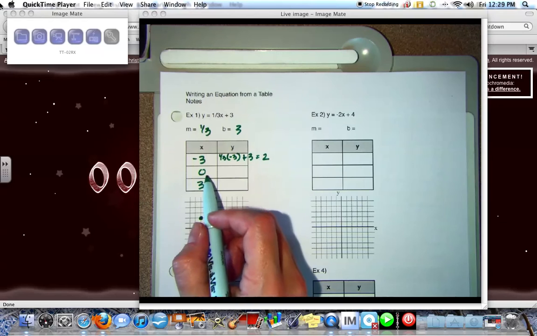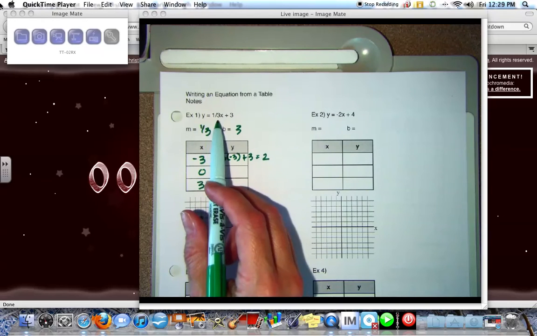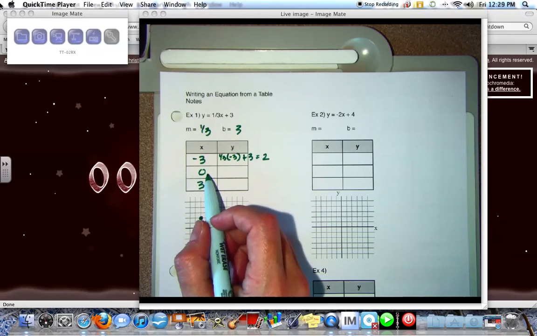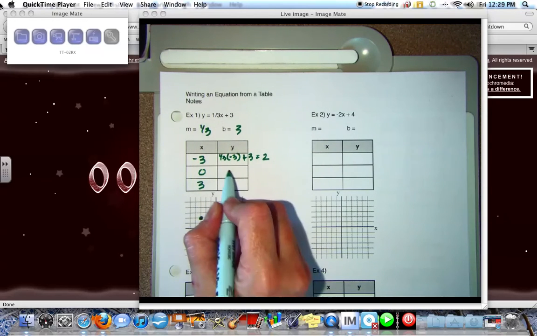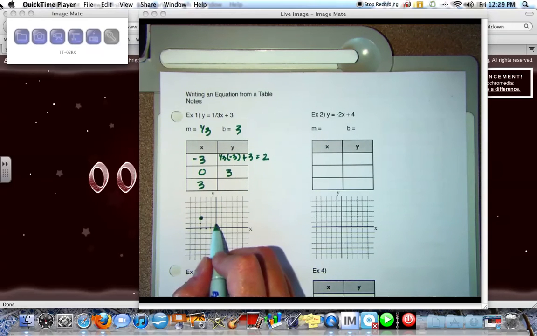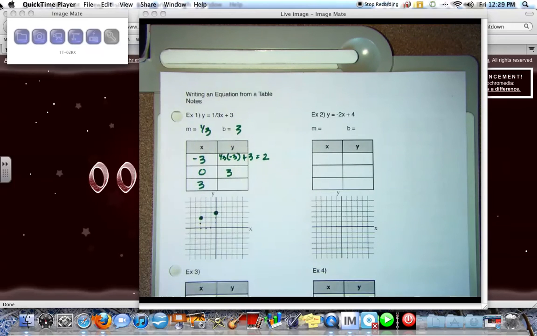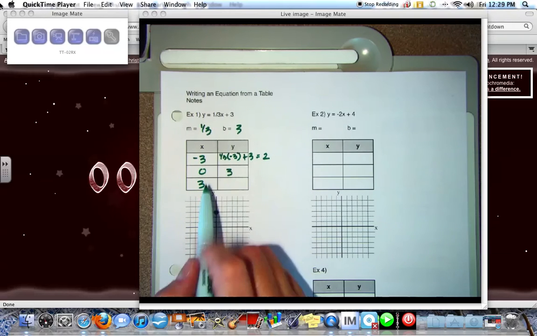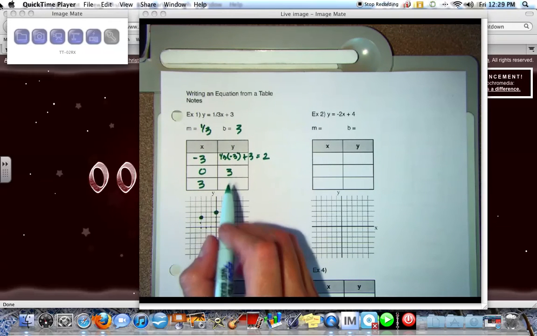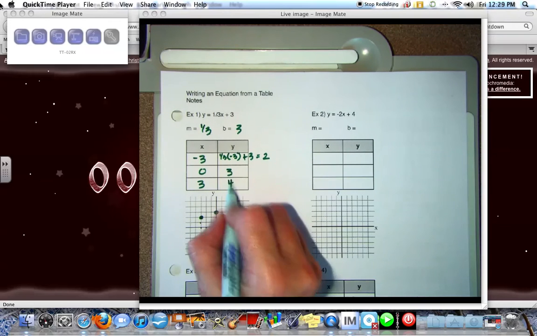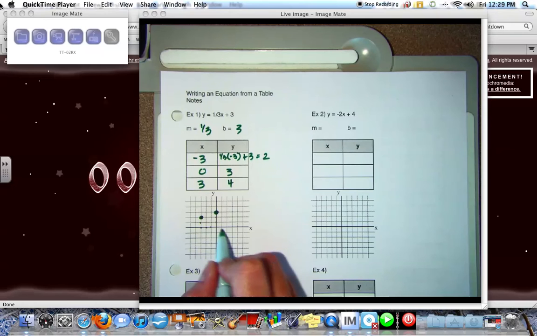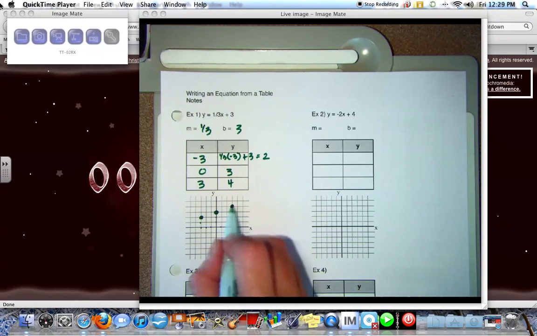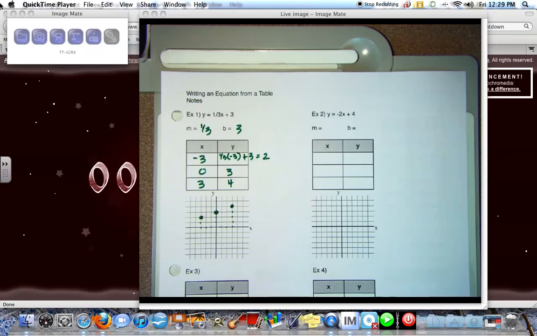All right, when we substitute in 0, we have 1/3 times 0, which gives us 0, plus 3 gives us 3. So 0 and 3. Substitute in 3. 1/3 of 3 is 1. 1 plus 3 is 4. So we have 3 and 4. Do we have a straight line? Yes.